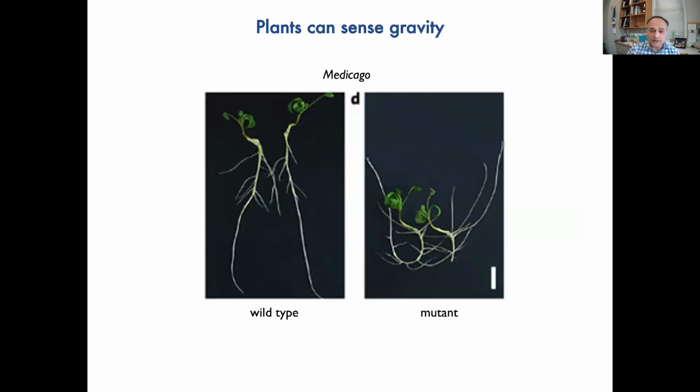Another good example is gravity. So plants know where to put their roots. They always tend to put their roots below ground, right? And scientists have identified mutants that are agravitropic. They do not have the sense of gravity, or they cannot feel it, so that, as you can see here, the roots are going all over the place.